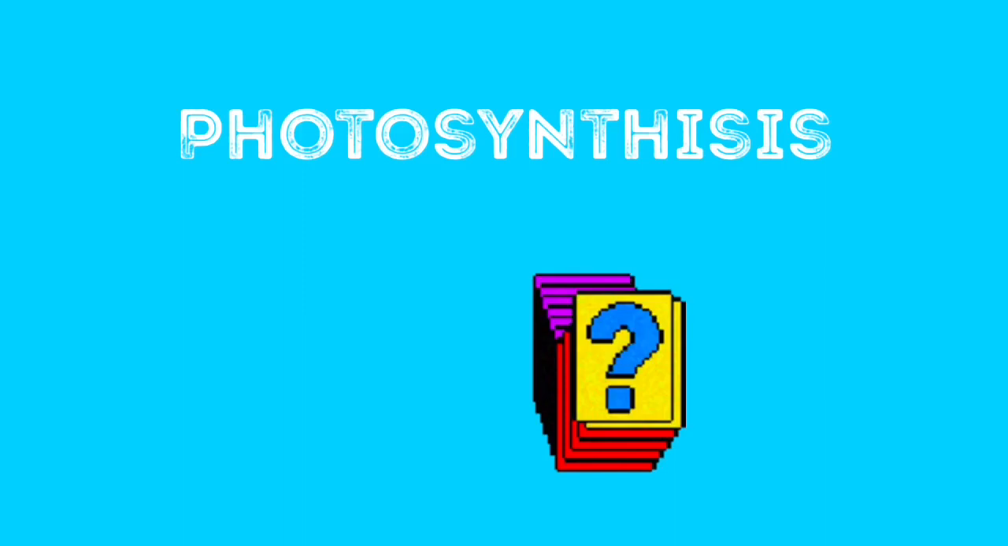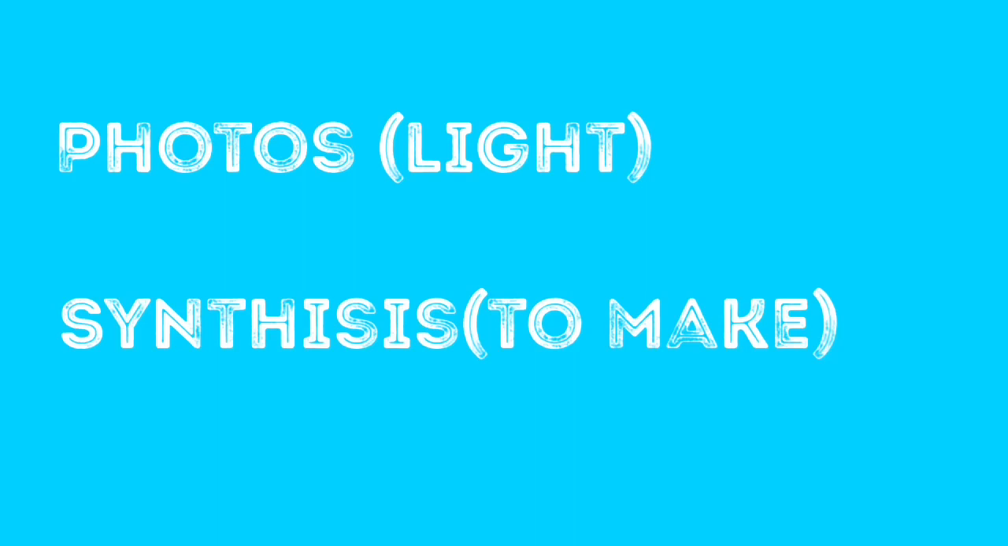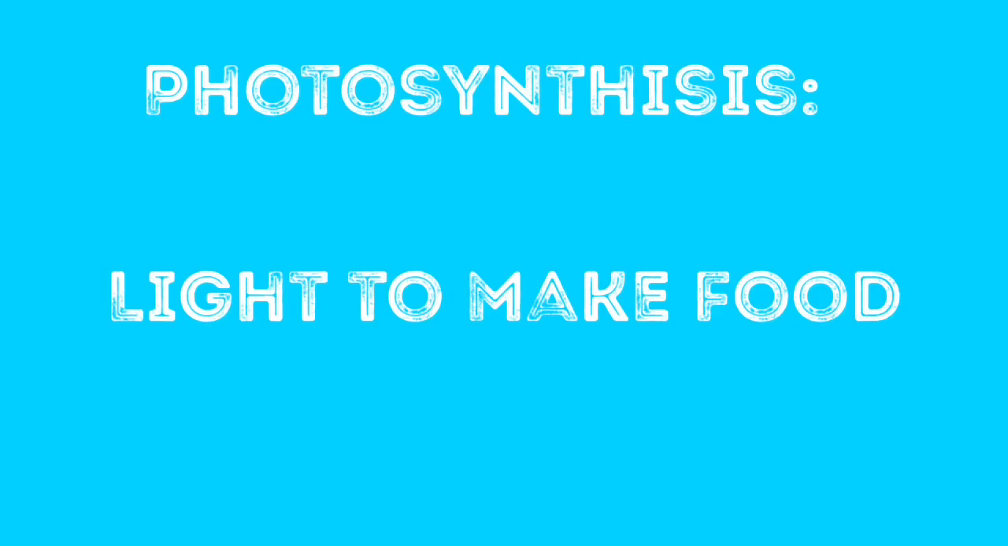In sixth, we have come across the word photosynthesis. What exactly is photosynthesis and why is it important for the plant? Well, let's just break up the word. Photosynthesis. Photos meaning light and synthesis meaning to make. In this case, food for the plants. So photosynthesis means light to make food for the plant.